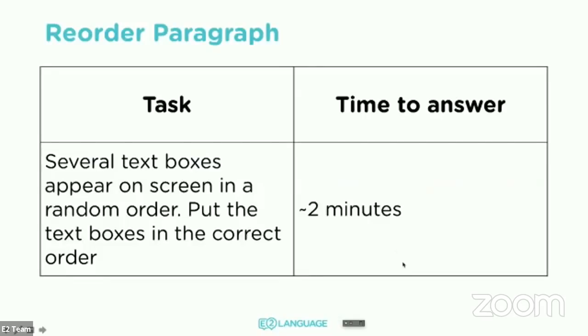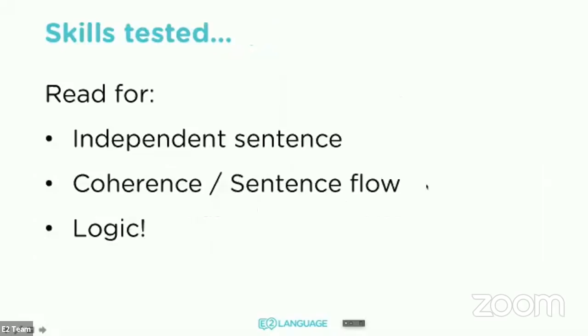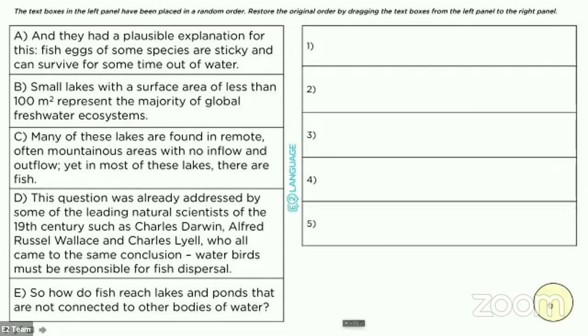paypal.me/e2language. Reorder paragraph. Several text boxes appear on the screen in a random order. Put the text boxes in the correct order. You have about 2 minutes to do this. You need to read for the independent sentence. That would be the first sentence of the paragraph. You need to read for coherence and the flow of sentences, and the overall paragraph should be logical. Here we go.